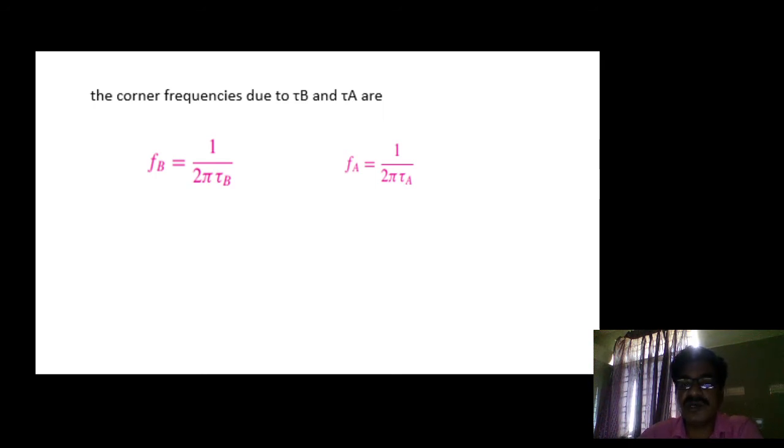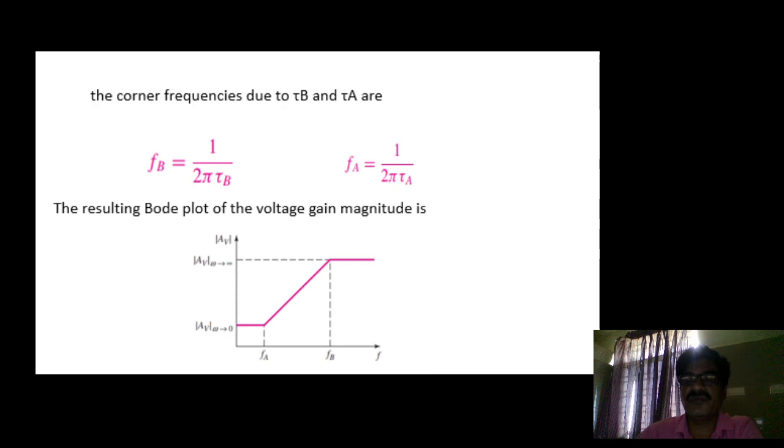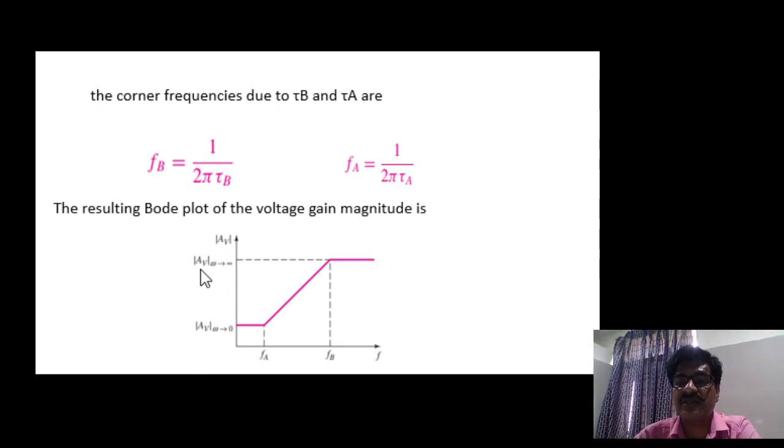So therefore in the Bode plot you can show these two corner frequencies like this. So this is a Bode plot. At higher frequencies the gain is this much. That is the magnitude of AV at high frequency, the maximum gain you can plot here, whereas when omega tends to 0 the gain value is this much. Okay, so we join this, and the slope is like this in between FA and FB. Where FB is the corner frequency with reference to tau b and FA is the corner frequency with reference to tau a.